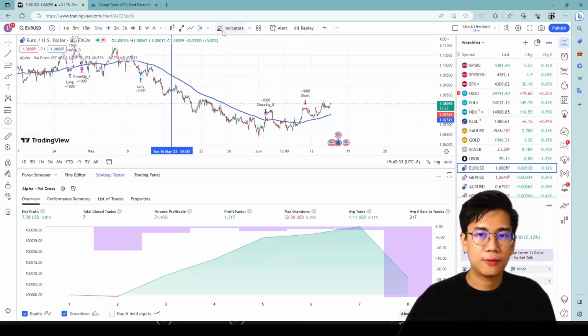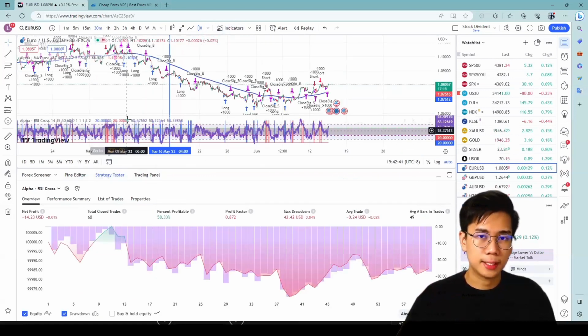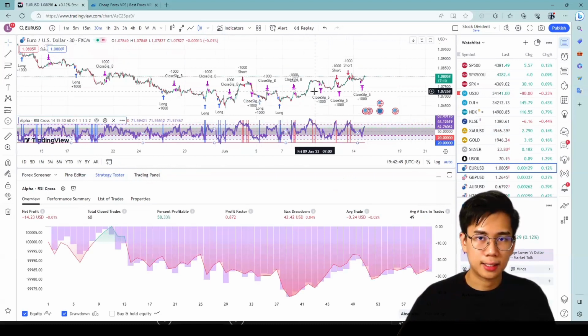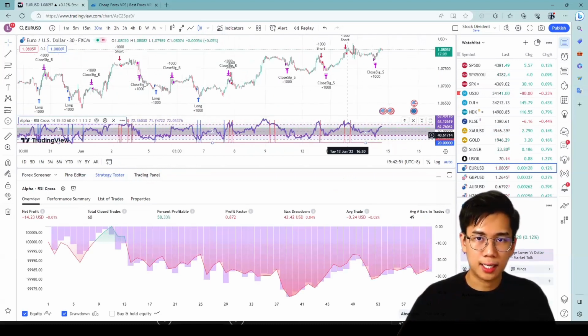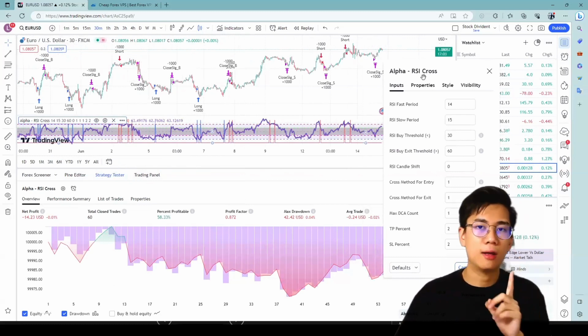Now we also have another one, which is Alpha RSI cross. In this Alpha RSI cross, you can click in. It does the same thing, but this time instead of using moving average, it is using RSI. Now, this is an RSI indicator, correct? To let you know, a single RSI will have a lot of noise.